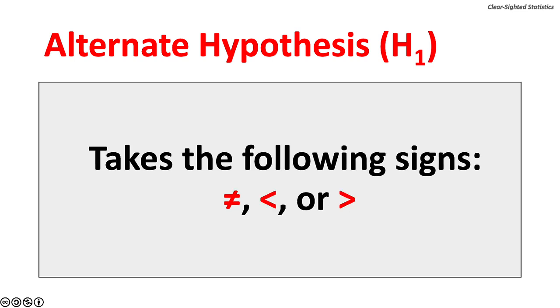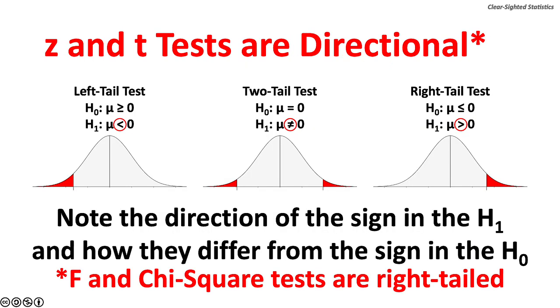The alternate hypothesis takes the mathematical sign that is the opposite of the one in the null hypothesis. If the null hypothesis has an equal sign, the alternate hypothesis will have an unequal sign. If the null hypothesis has a less than or equal sign, the alternate hypothesis will have a greater than sign. And if the null hypothesis has a greater than or equal sign, the alternate hypothesis will have a less than sign.